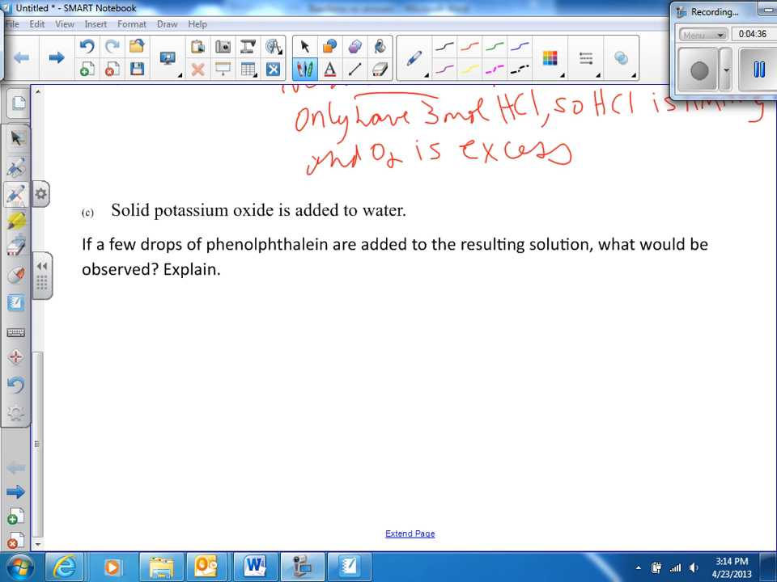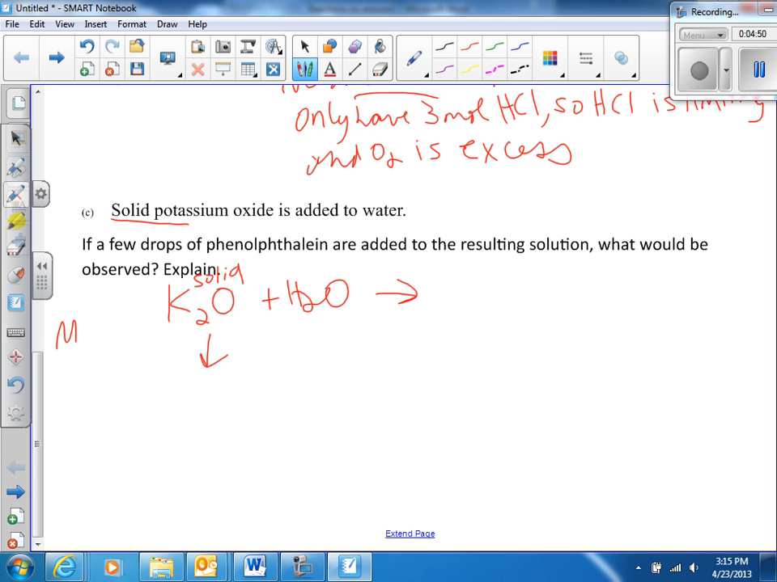Okay, solid. Potassium oxide, check your charges. Note that it's solid. We are not going to split it apart because it's solid. Is added to water. Now you need to notice you've got a metal oxide. Metal oxides and water make, do you remember? They make metal hydroxides. So we're going to get KOH, check our charges, +1, -1, formula is good.